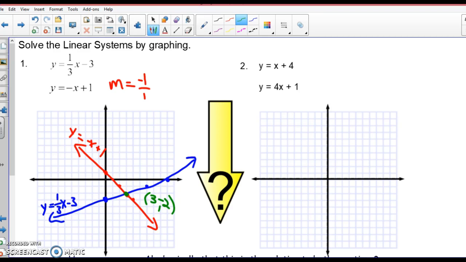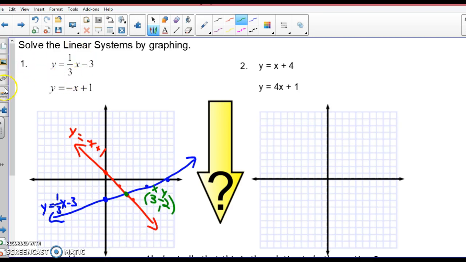Okay, so they both go through the point (3, -2). Now, if I say to prove it, watch what we're going to do. We are saying that this point right here lies on the blue line and the red line, correct? So, I'm going to take this point and substitute it into both equations. So, this is x and this is y.